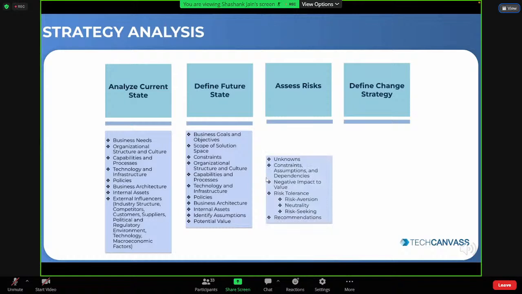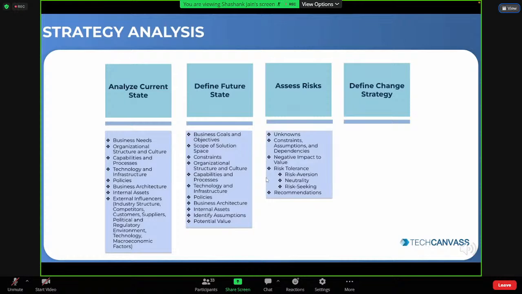It's also about defining in the future state how the organization structure may change. You can also recommend as a business analyst how the new hierarchy may look in case there is a need to change some reporting structures, because it may impact the future state. What could be the new technology and infrastructure that is required? What new policies have to be there? What is the potential value that is expected?